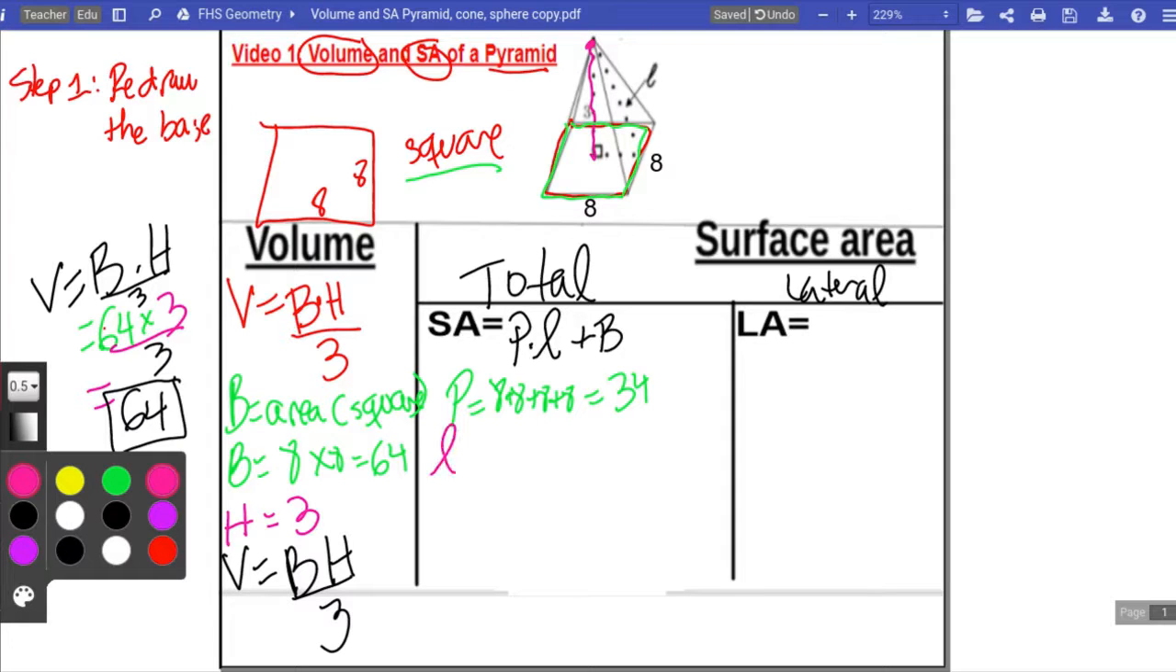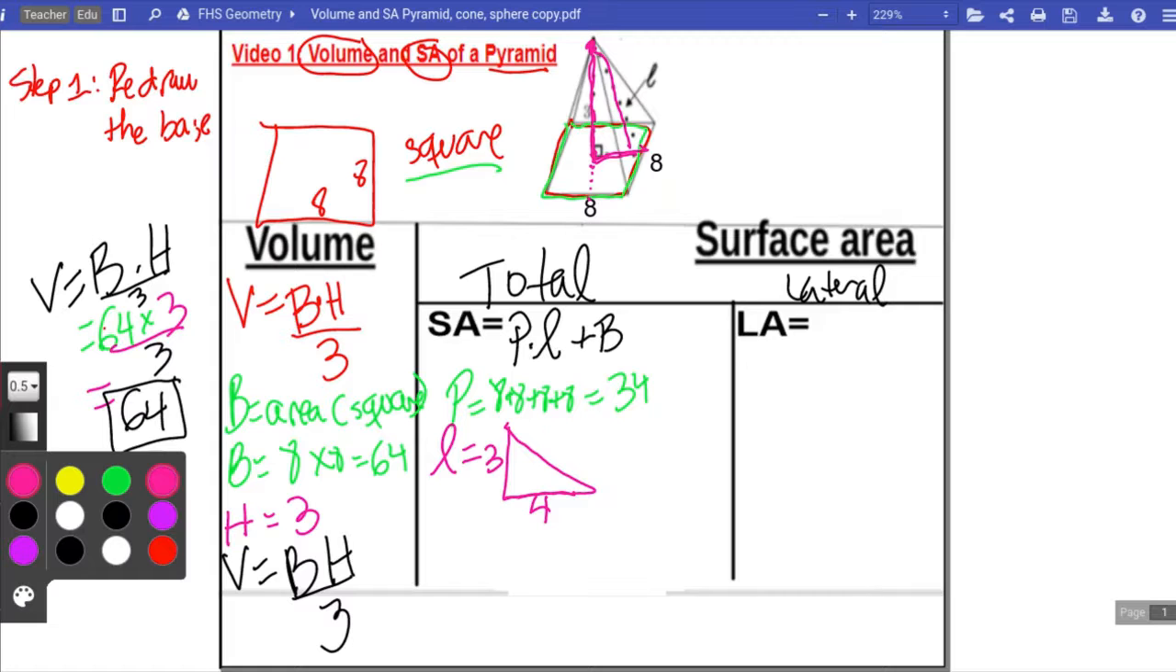So perimeter's check. Now we're going to find the length. The L is actually called the slanted height. The slanted height comes from this triangle. I'm going to redraw this triangle right here. I know it's 3 going that direction. This right here, it's not 8. Remember, it's kind of like half of 8, right? Half of 8. So that is 4.